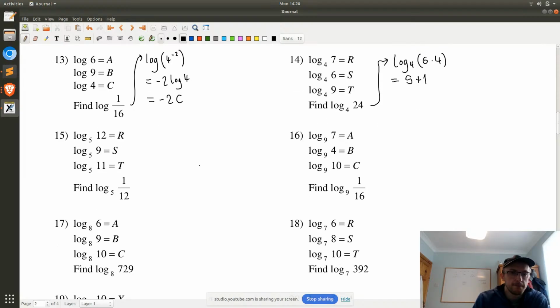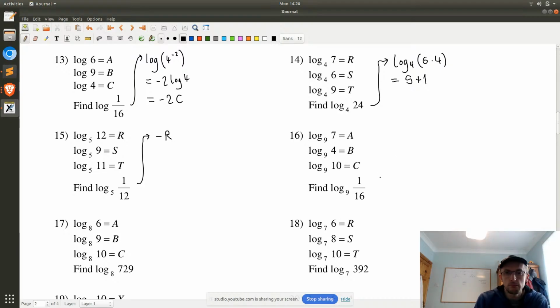Next, log base 5 of 12, 9, and 11 is r, s, and t respectively, so find log base 5 of 1/12. Well, that's 12 to the negative 1. So in other words, the negative of log base 5 of 12, which is negative r.